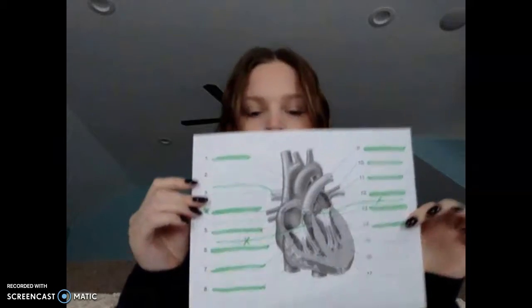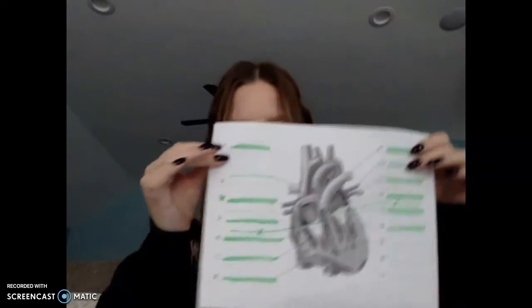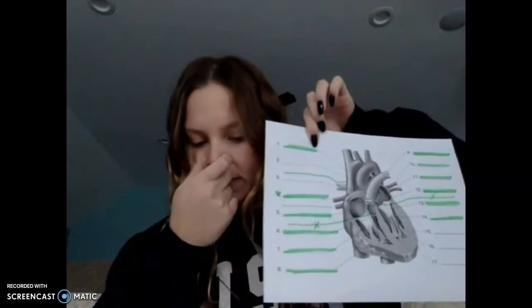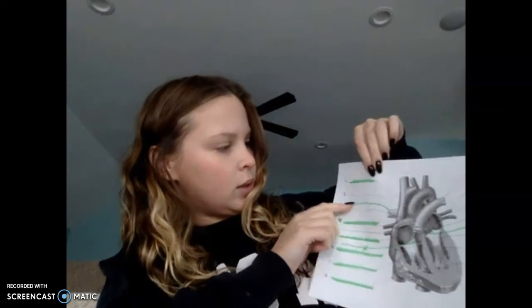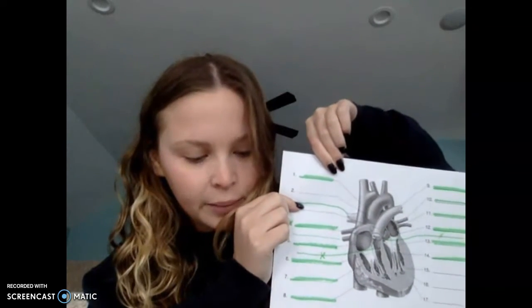Cardiovascular system trace video assignment. Alrighty, I have a picture here. This will be hard to point out. Okay, so first up we have, this is what I'm pointing out, the superior vena cava. Okay, and we go down to this one right here, this little green line, and that would be the right pulmonary artery.